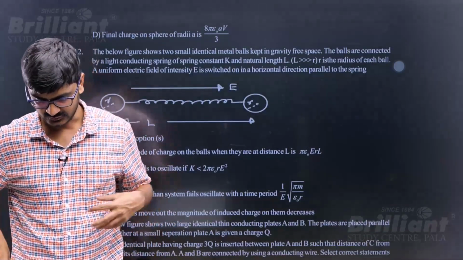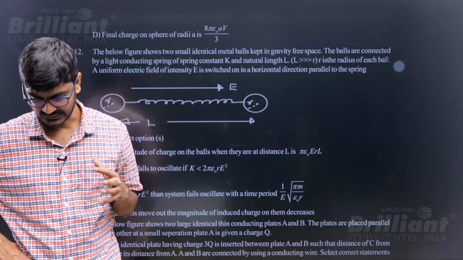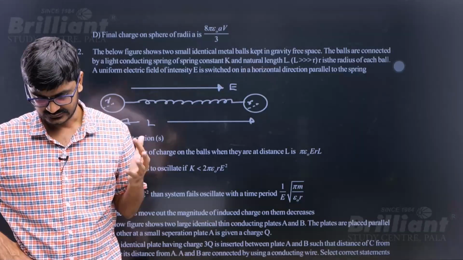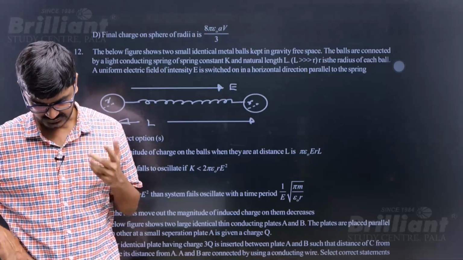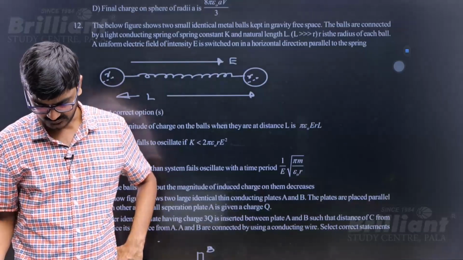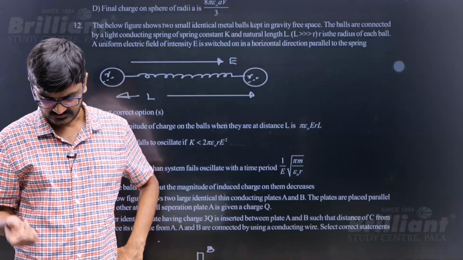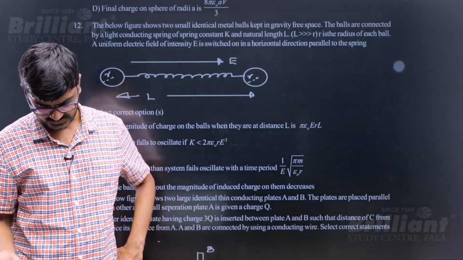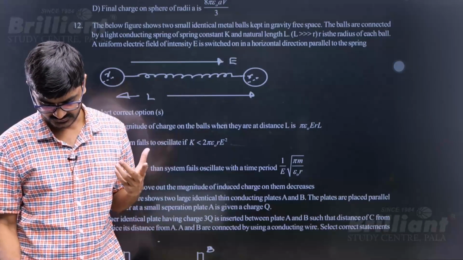Next one: the figure below shows two small identical metal balls, again metal, so the charge will be coming onto the surface. The balls are connected by a light conducting spring of spring constant K and natural length L. L is much greater than R. A uniform electric field is switched on in the horizontal direction. Find the magnitude of charge on the balls when the distance is L, and the system fails to oscillate, as the ball moves out the magnitude of induced charge.